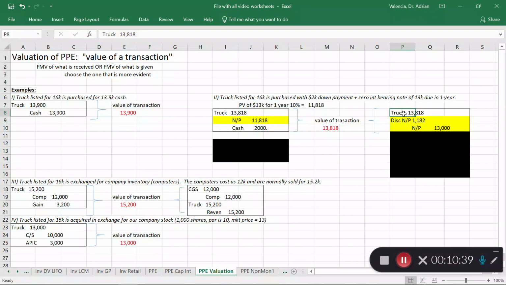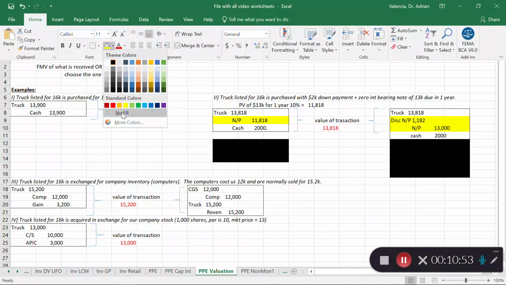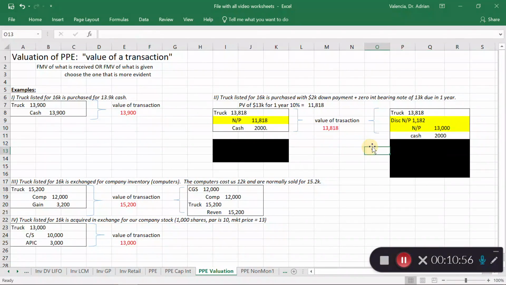You would still record the truck at 13,818. Notice how that doesn't change. But now, oh, I'm missing something in this journal entry, my bad. Notice how here, the cash is still 2,000, that doesn't change. But I include the note payable at the gross amount, 13,000, the future value.